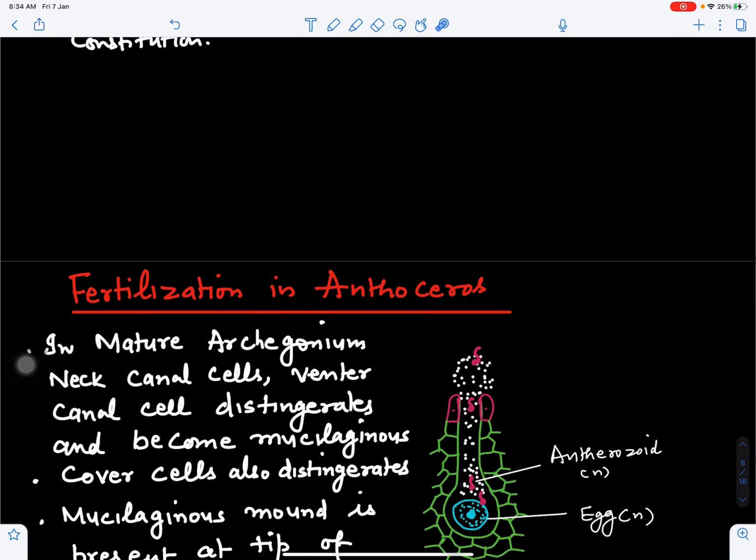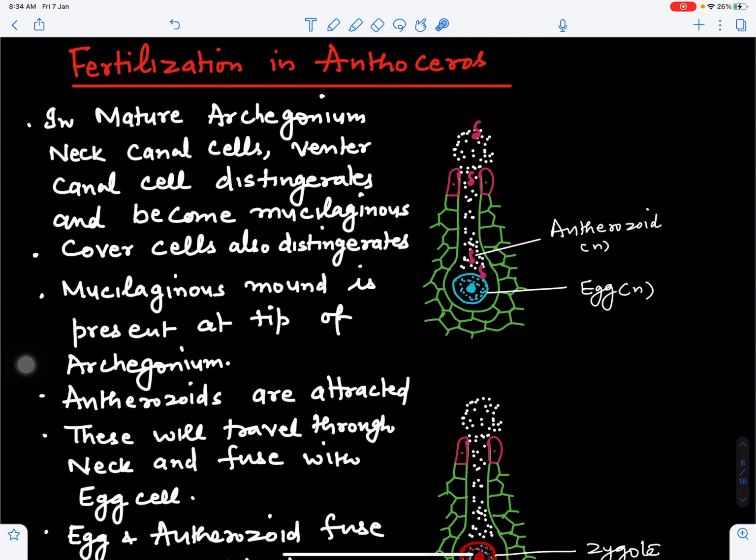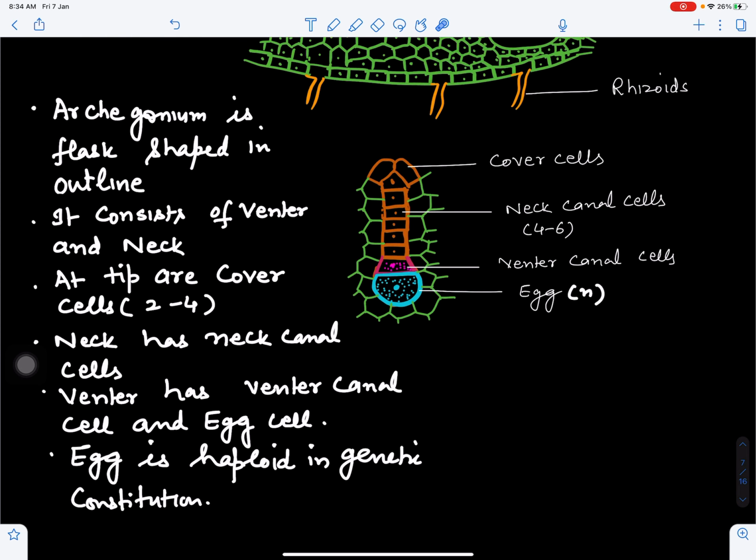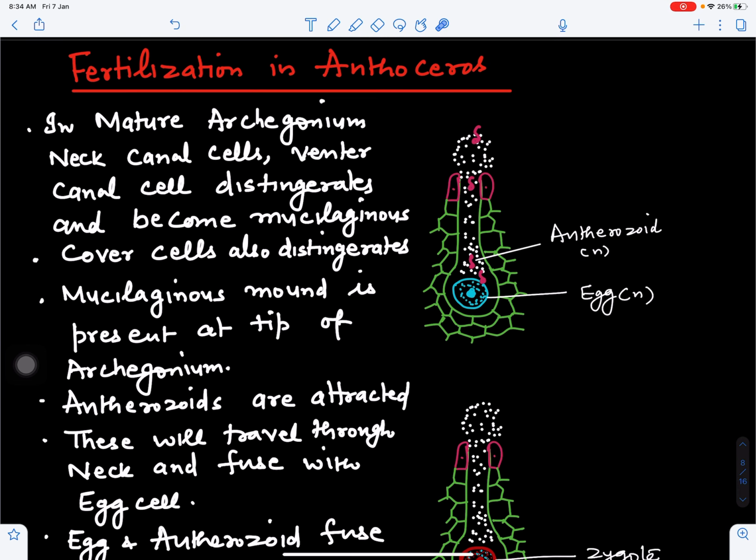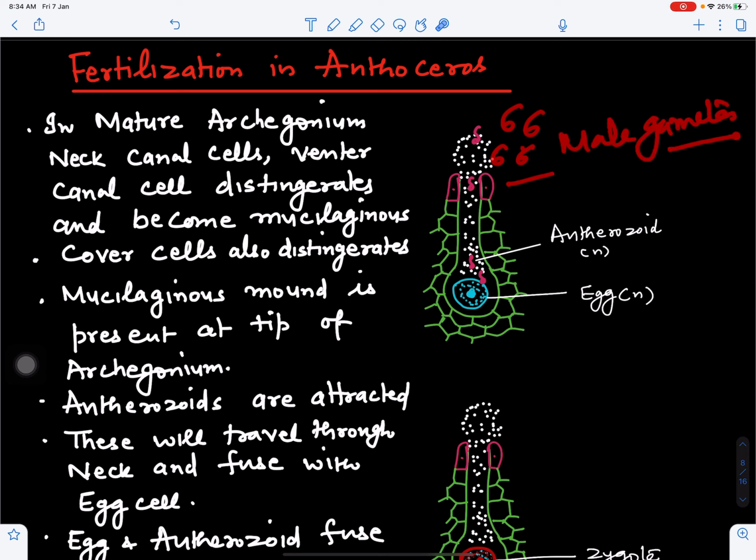Now, when this archegonium matures, all the cells here will degenerate, right? When they degenerate, the upper cells will project like this, and this degenerated mass will come out like this, at maturity. So we can see here this part has degenerated, and this is the mucilaginous part. This has certain chemicals, chemoattractants, and this will attract the antherozoids toward itself. What are antherozoids? They are the male gametes of Anthoceros. We have discussed them in the Antheridium of Anthoceros.